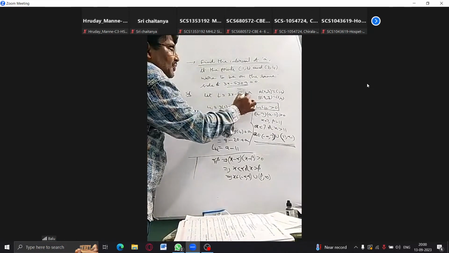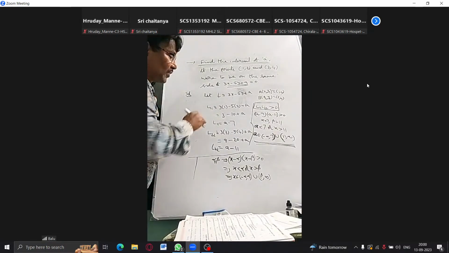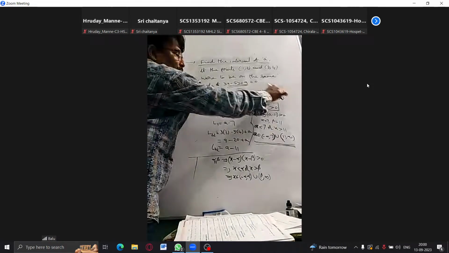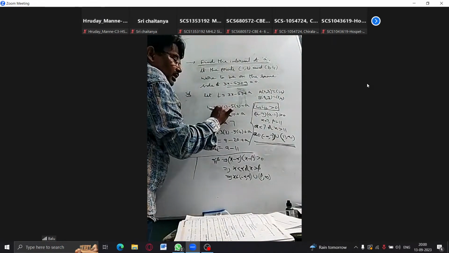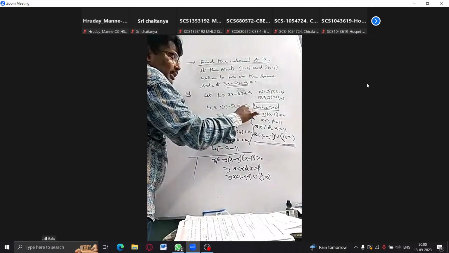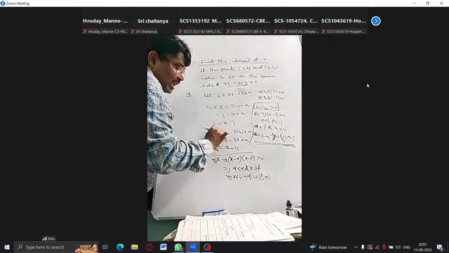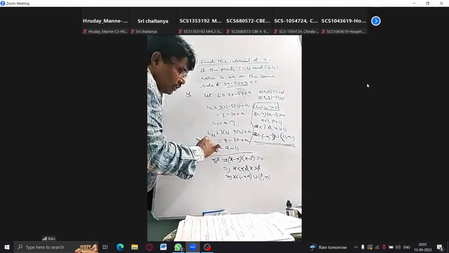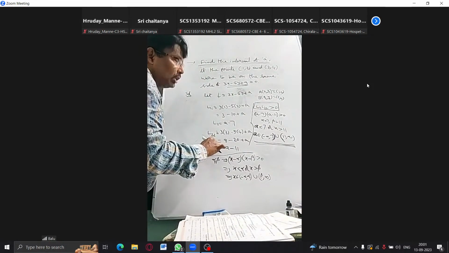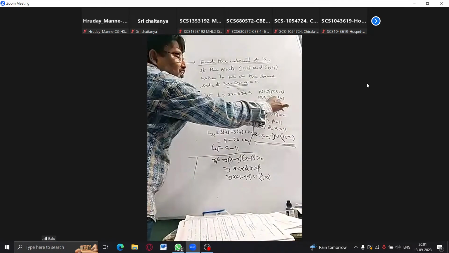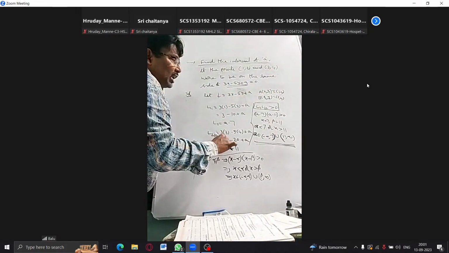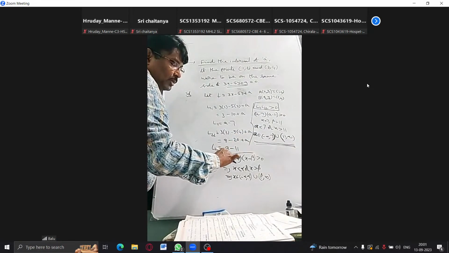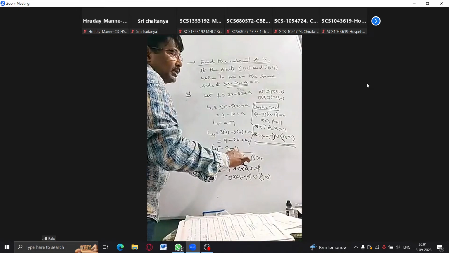The given line is L. L is 3x minus 5y plus A. First of all, find L11 and L22. L11: substitute the point in L, that is 3 into 1 minus 5 into 2 plus A. So after simplification, L11 value is A minus 7. Next we find L22. L22 is nothing but substituting the second point in L: 3 into 3 minus 5 into 4 plus A. So L22 value is A minus 11.